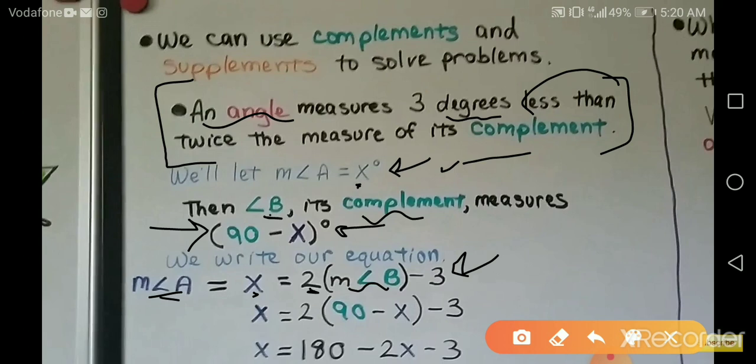Where did you come up with this? Okay, I will tell you. Again, measure of angle A is the measure of x. That's what I mean. It equals twice the angle, and I have 3 degrees less than twice the angle. 3 degrees less means negative 3, less than the measure of its complement, which means measure of angle B. So let's solve our equation now.